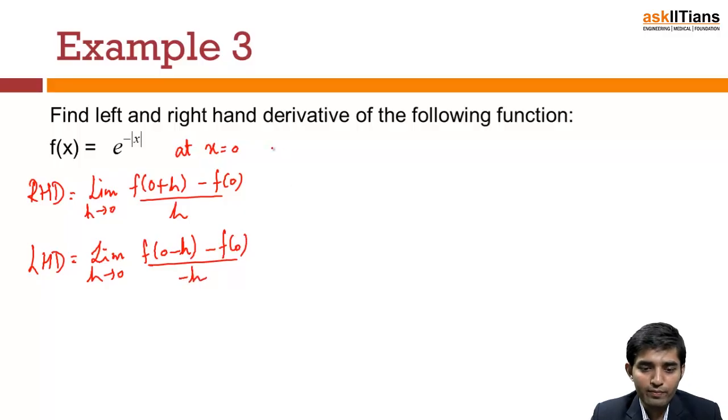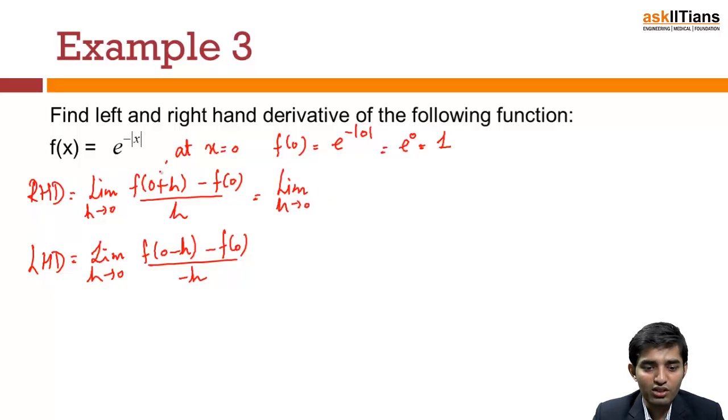Now what is f of 0? f of 0 will be e to the power mod of 0, and this is nothing but e to the power 0, which is equal to 1. So f of 0 is 1. And what is f of h? Limit h tending to 0, f of h, where f of h is e to the power minus mod of h, minus 1, divided by h.